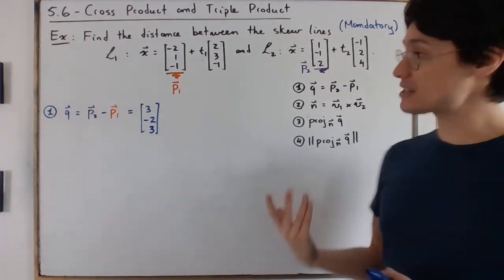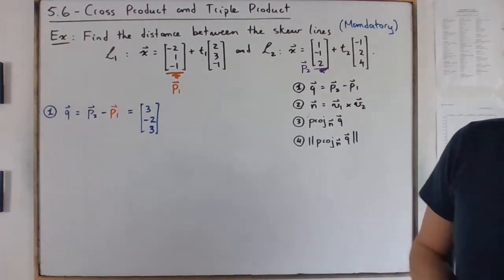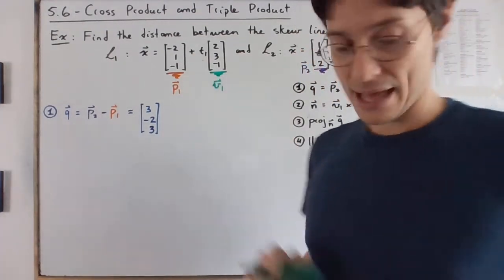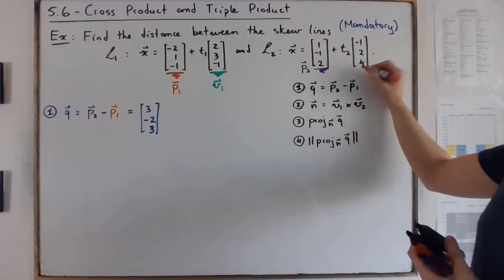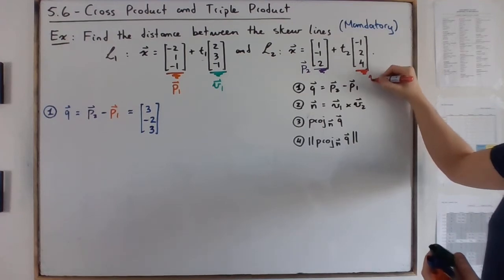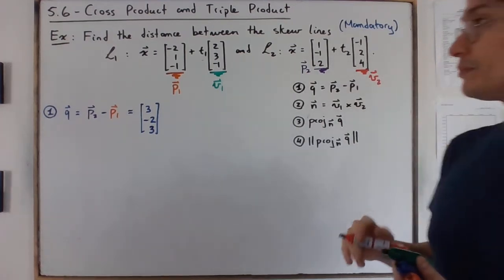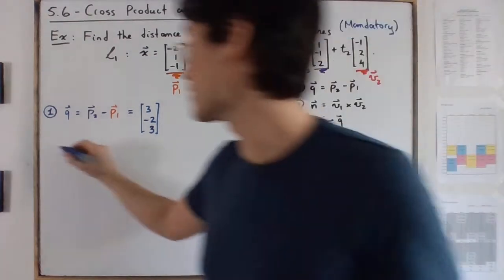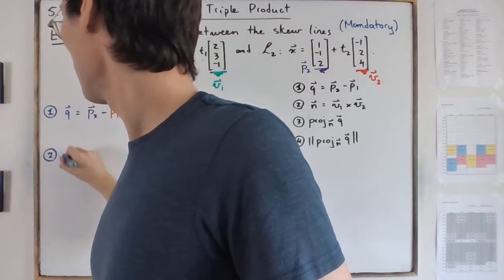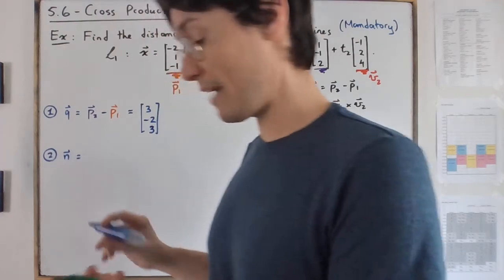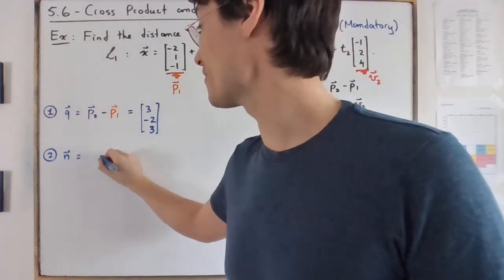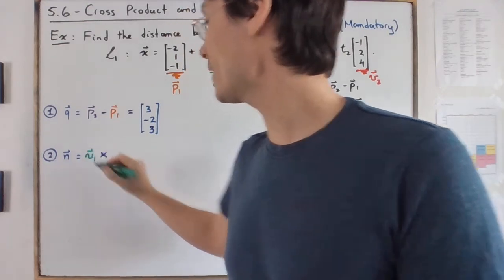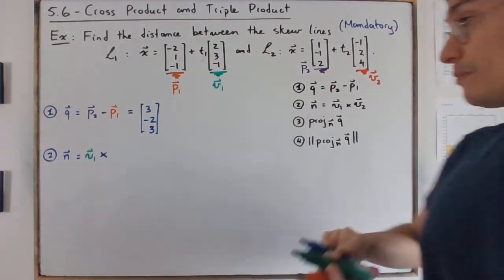Now, again, let's color code the vector v1, which is this guy, and the vector v2 is that guy. So this is v2, okay? Remember that we also need the normal vector. The normal vector is simply the cross product of these, so the cross product of v1 and v2.